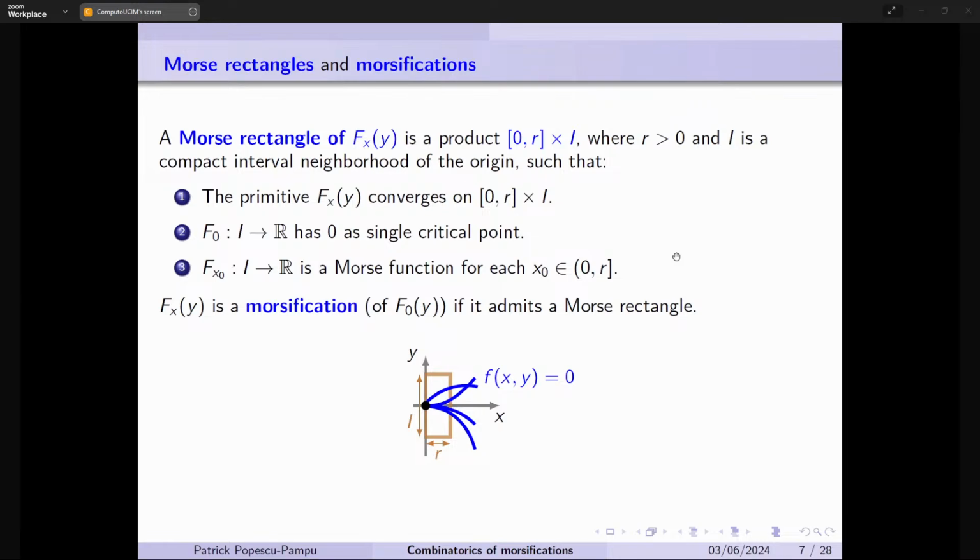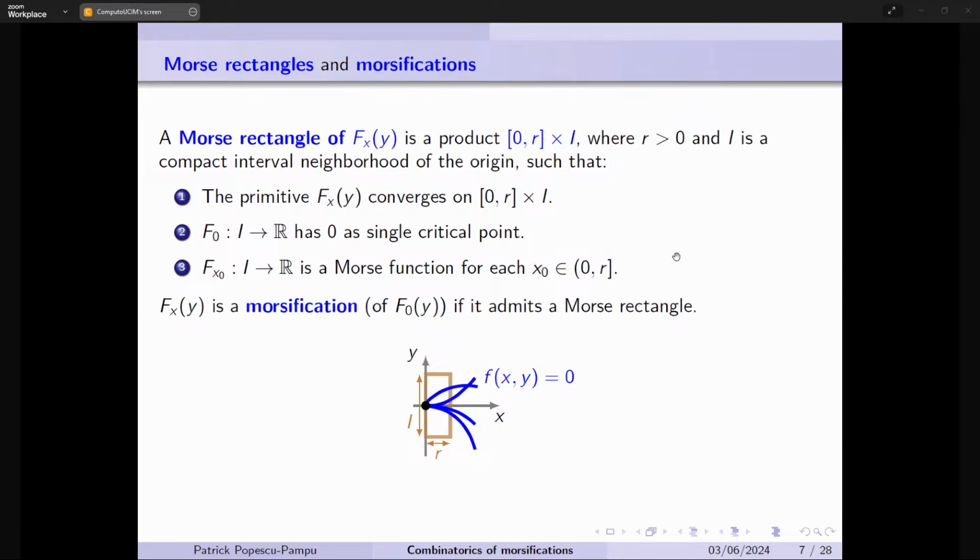The initial series was defining only a formal object initially. Second, we want that on this interval, the initial function f0 here has only 0 as a critical point. There is no other critical point there. And third, that if we restrict it to any other vertical here in the rectangle, we get a Morse function. And if such a rectangle exists, then we say we have a Morsification.